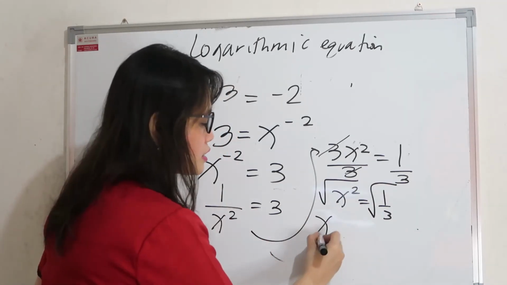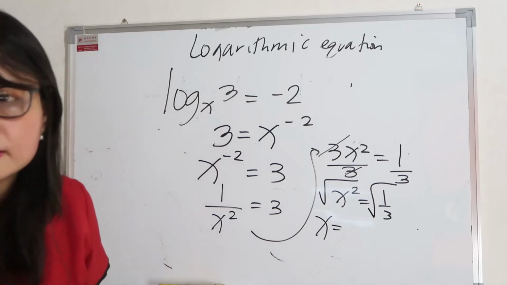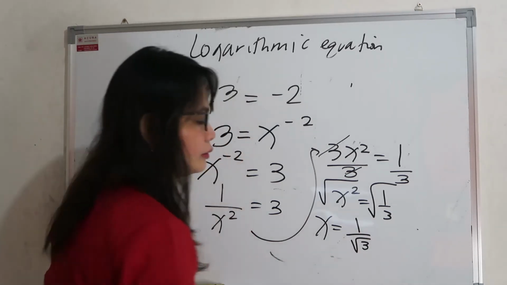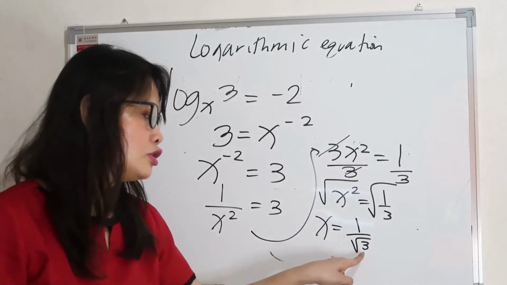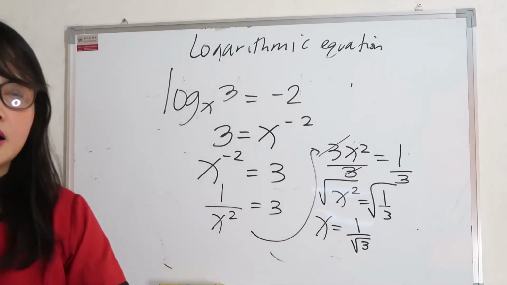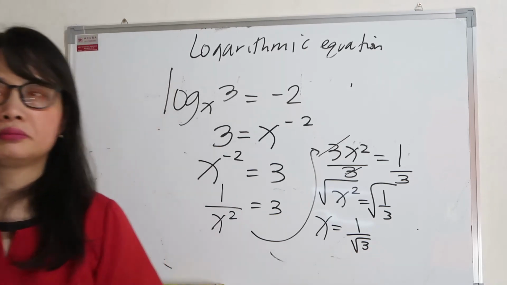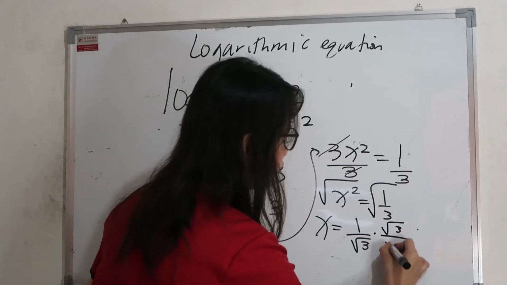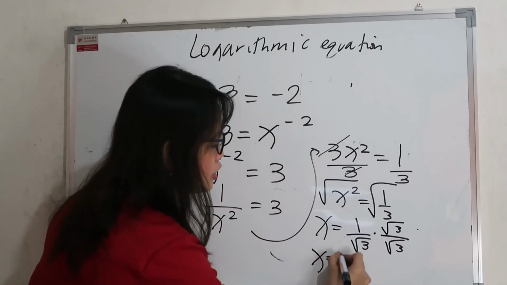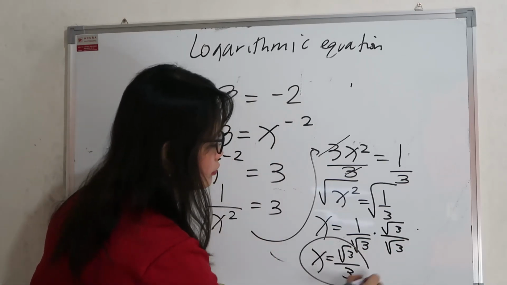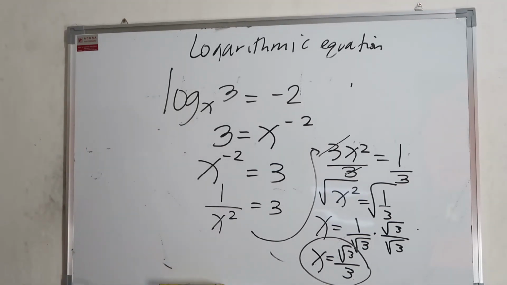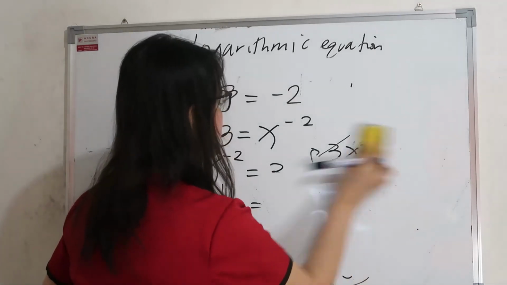So that will become x is equal to, what's the square root of 1? 1 over the square root of 3. Okay? Your denominator is in a radical expression. So we need to rationalize it. So by multiplying by the square root of 3, your answer will be square root of 3 over 3. So that will be the answer. Next, another example.